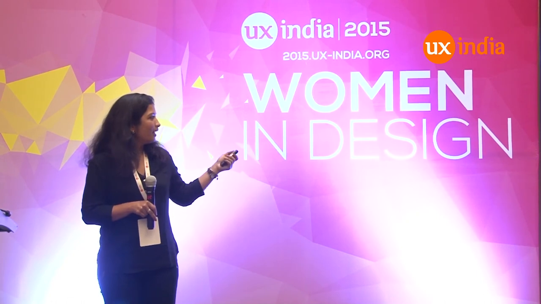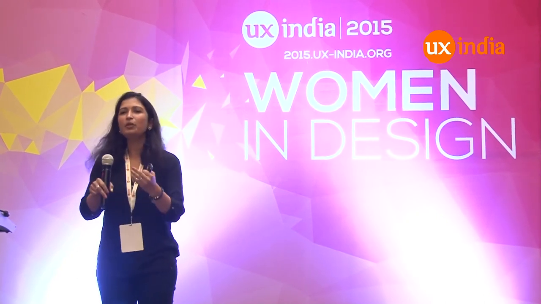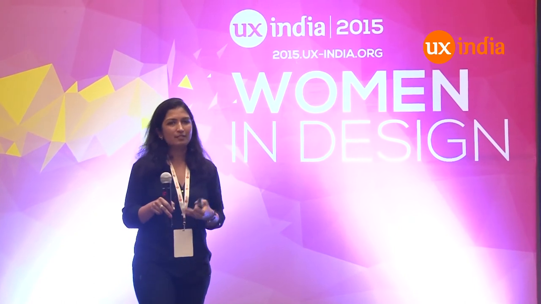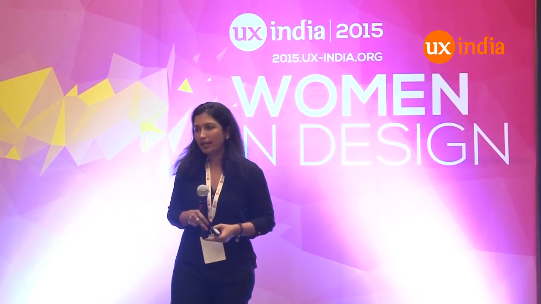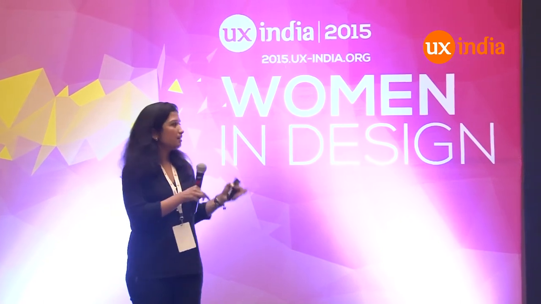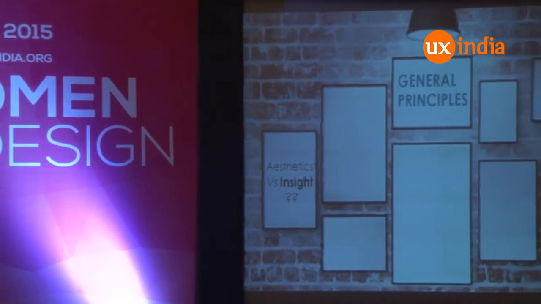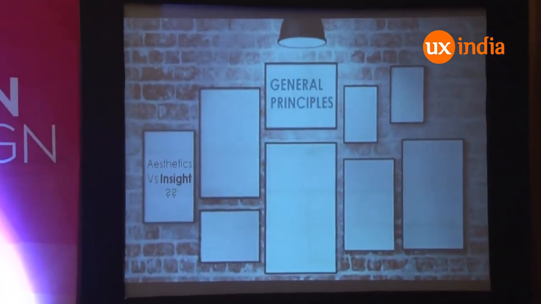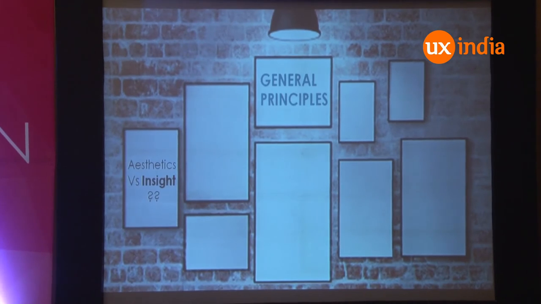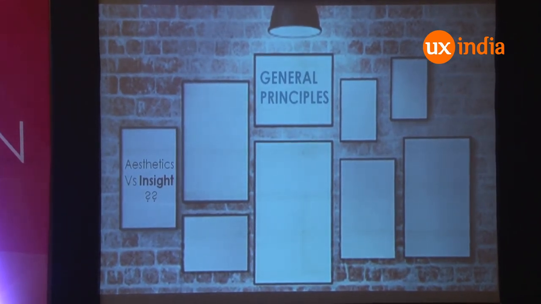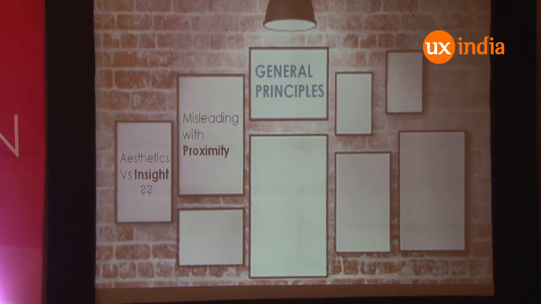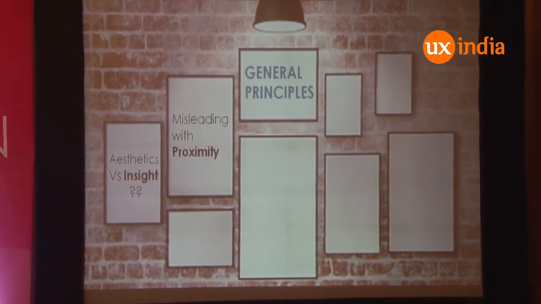So we've looked at different types of best practices. We've looked at key things that we want to keep in mind when we are designing. This is a consolidation of general principles. As I said, you will always be questioned between aesthetics and insight. So depending on the context, depending on who you are designing for, you might want to choose. And misleading with proximity: you may not want to show information together where it's giving the wrong impression of things being together while they are not.